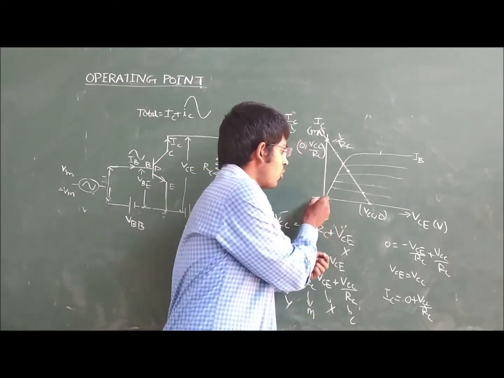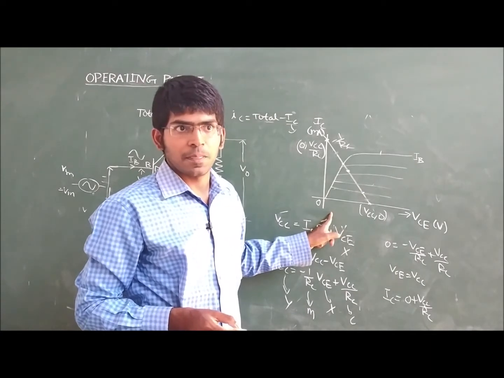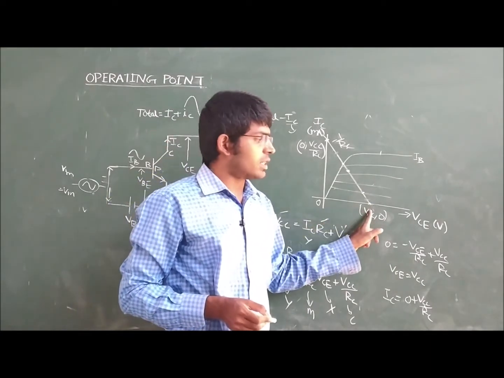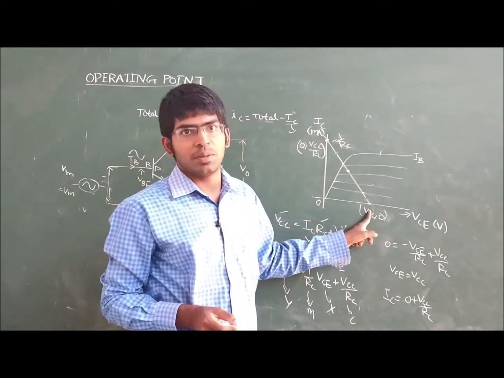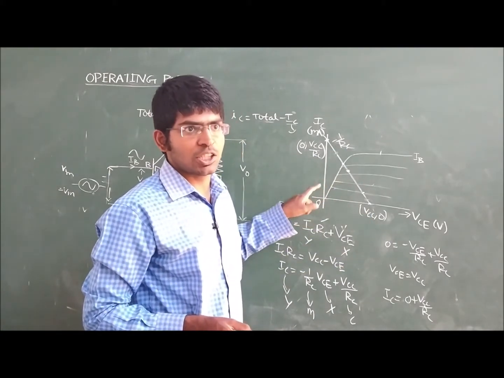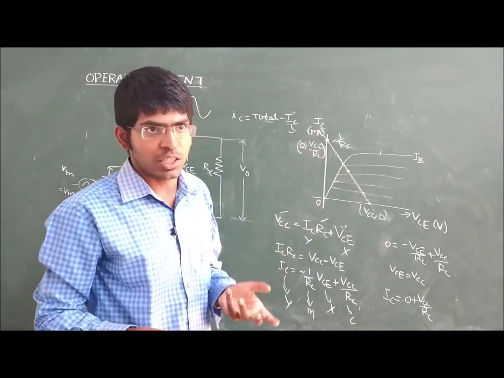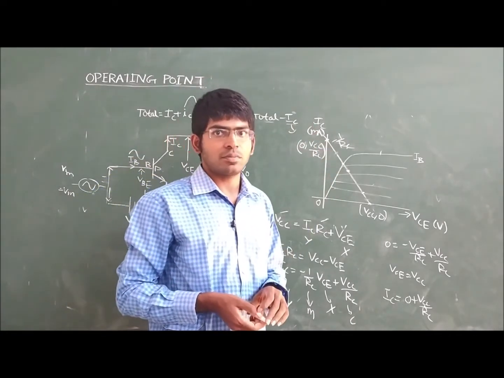What is the minimum voltage we can apply to this transistor? 0. What is the maximum voltage the transistor can operate at? VCC. What is the minimum current we can observe in the transistor? 0. What is the maximum current we can observe in the transistor? VCC by RC.